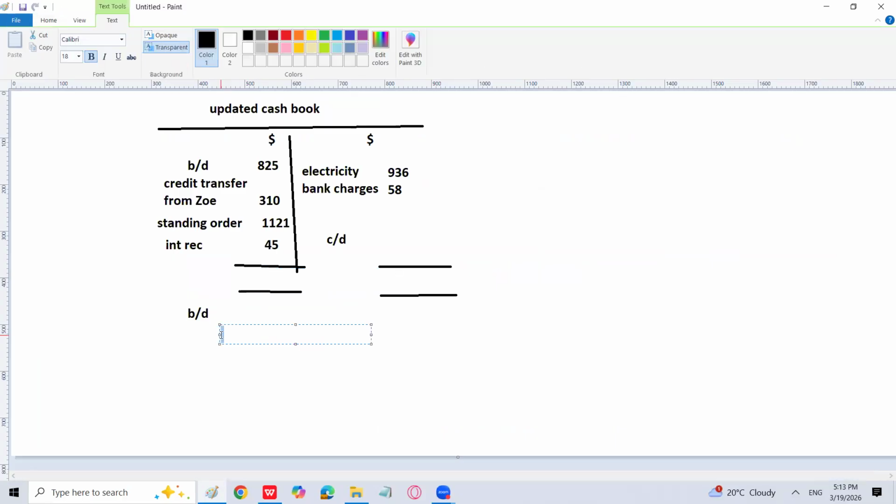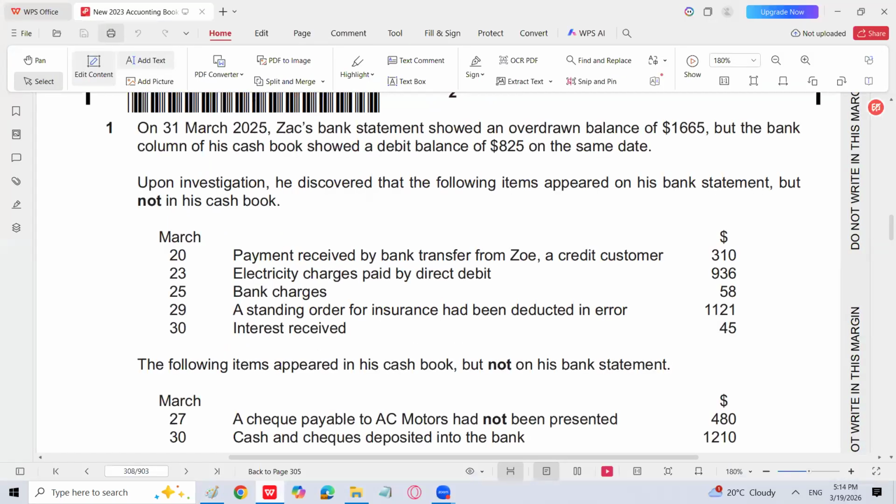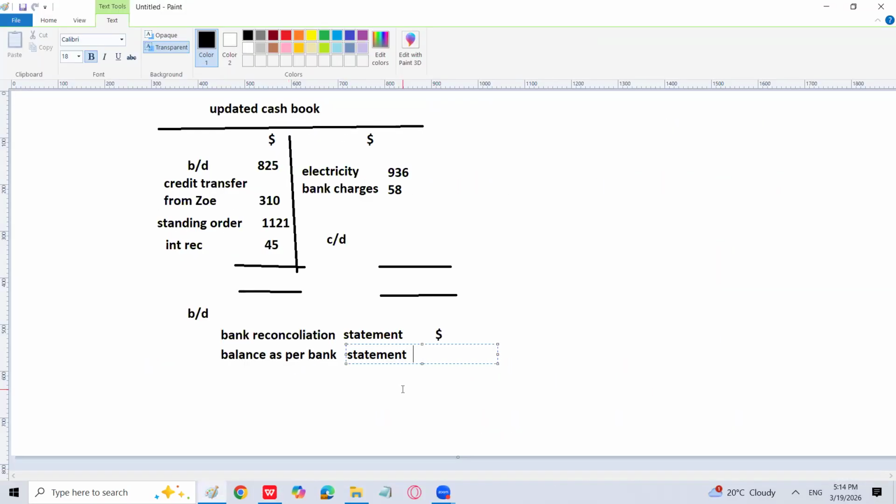And then we will prepare, obviously, the bank reconciliation statement. We are supposed to prepare the bank reconciliation statement. I will write here, that is, balance as per bank statement. Then can you tell me the total of the cash book, debit side? And the balance as per bank statement is given, that is overdrawn balance 1665. Overdrawn balance of the bank statement means it is a debit balance 1665.